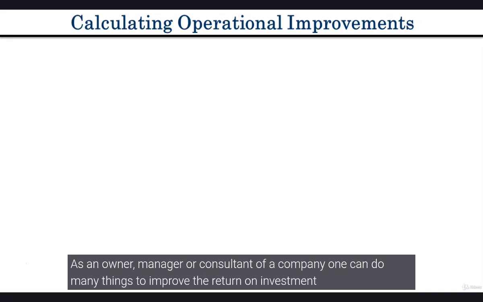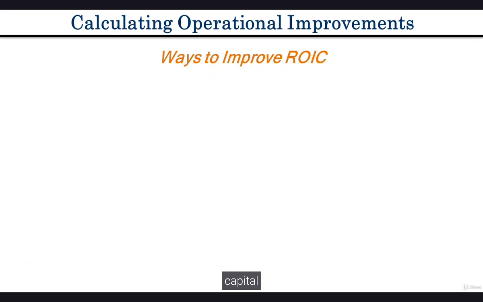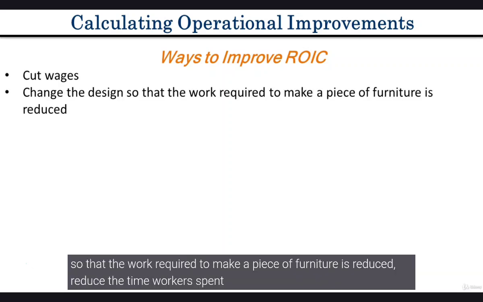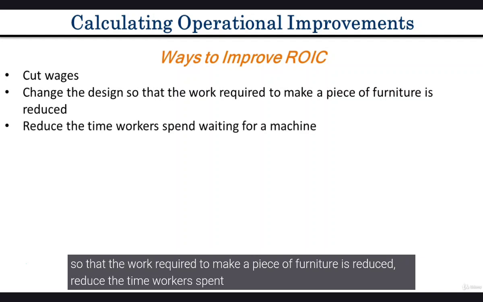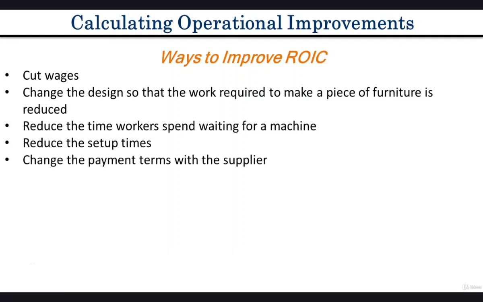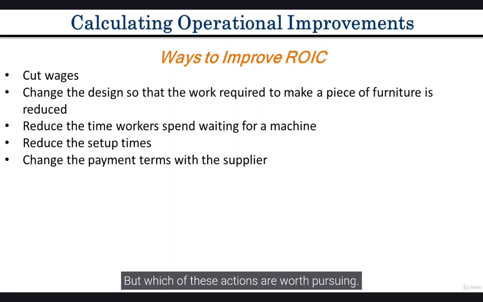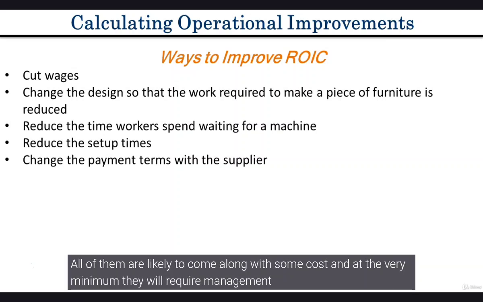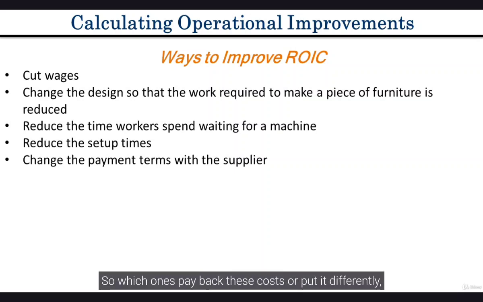As an owner, manager, or consultant of a company, one can do many things to improve the return on investment capital, such as cut wages, change the design so that the work required to make a piece of furniture is reduced, reduce the time workers spend waiting for a machine, reduce the setup times, change the payment terms with a supplier, and so on. But which of these actions are worth pursuing? All of them are likely to come along with some cost, and at the very minimum, they will require management time and attention. So which ones pay back these costs? Or put it differently, where is the juice worth the squeeze?